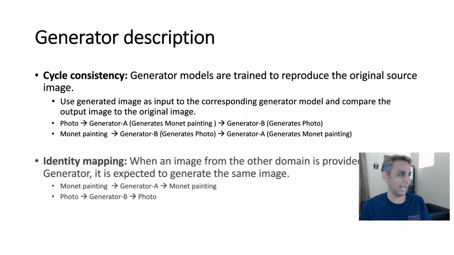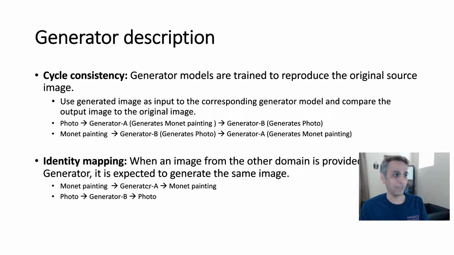But looking at the identity mapping, so we also looked at identity mapping. So when an image from the other domain is provided, it is expected to generate the same image, because generator A is expecting a photo as an input, so it can generate a Monet painting. But if you provide it with a Monet painting, it should not do anything. It should just give that back as is without doing anything. Same with generator B when it comes to photos. So this is what identity mapping is.